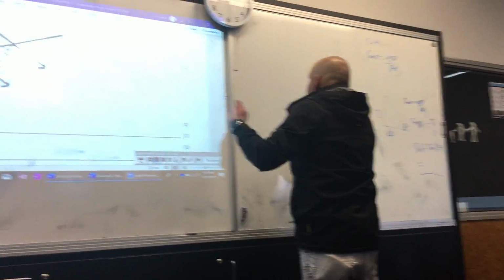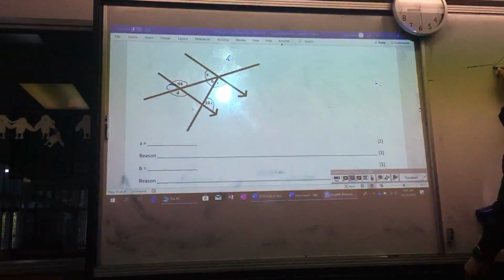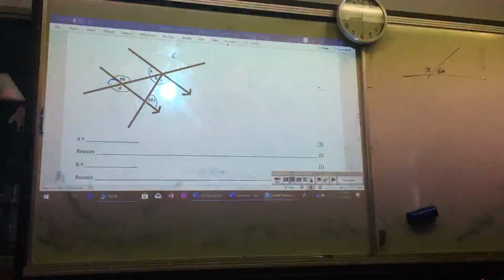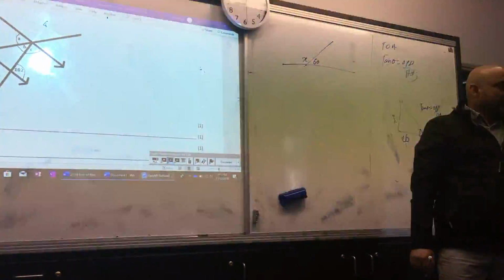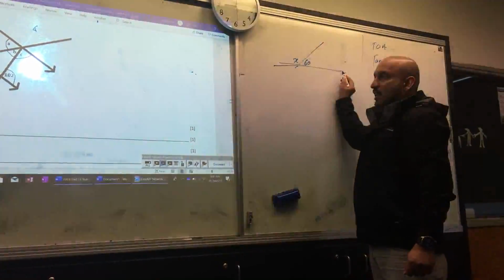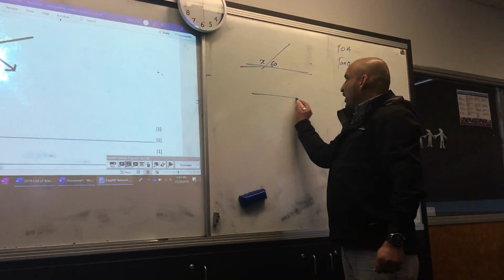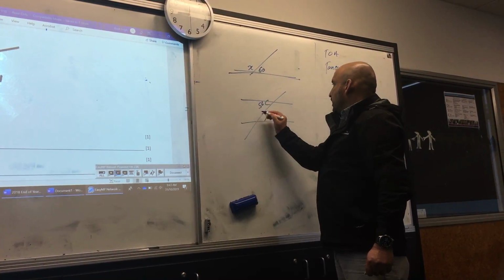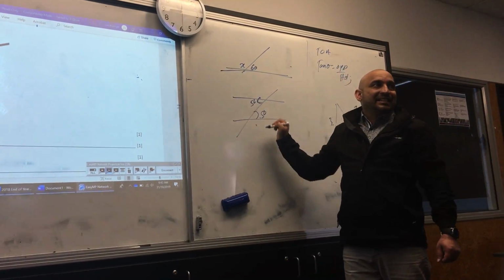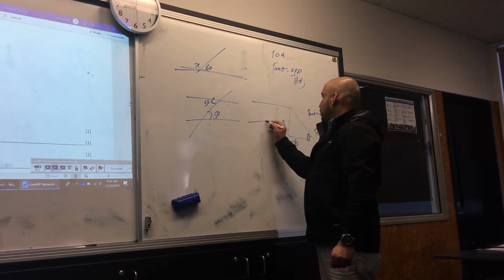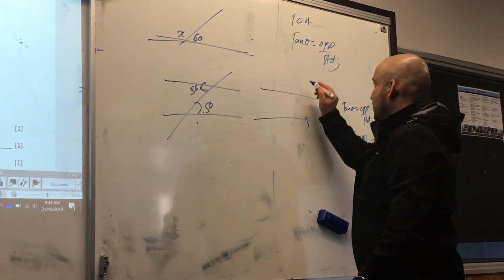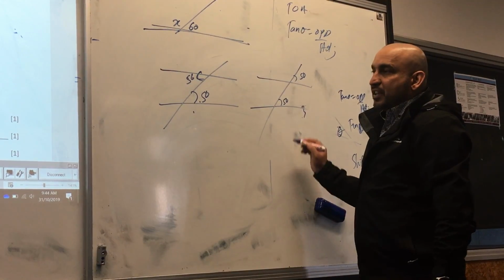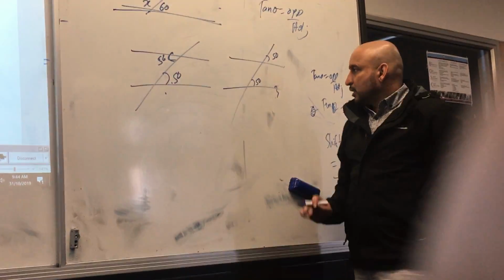If I ask you, this is 60, what will that be? The value for x will be 120. Why? Angles on a straight line. If this is 50, this will be 50. Why? Because that's alternate. If this is 50, what's this one? 50. This time the reason is corresponding.